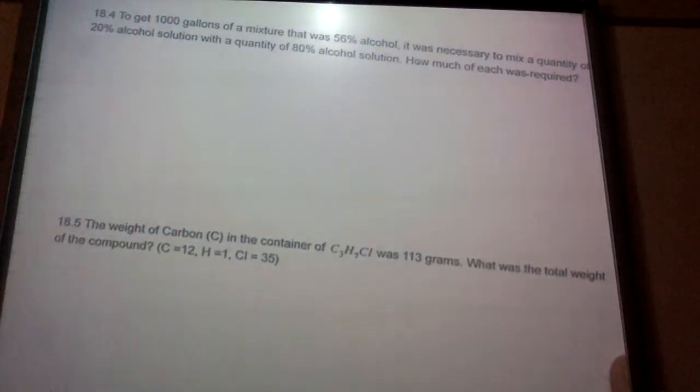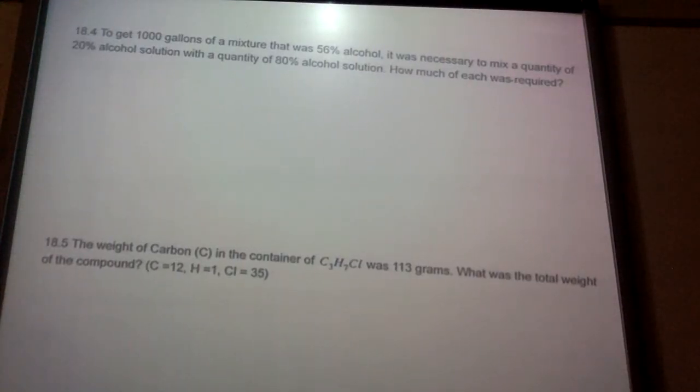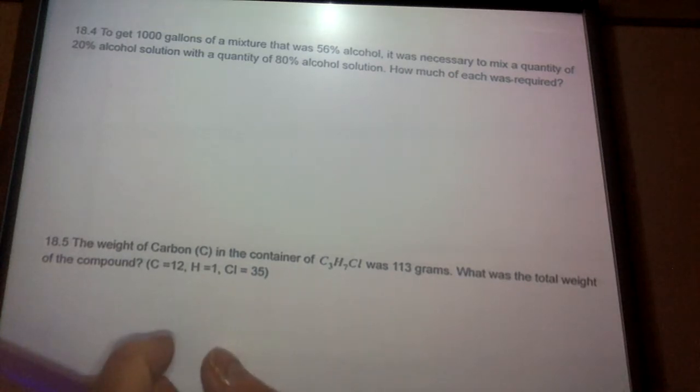Again, you can always pause my videos. All right, these are nobody's favorite. Everybody hates these. So here we go. These have to do with, you've taken chemistry, kind of similar problems here. So to get 1,000 gallons of mixture that was 56% alcohol, it was necessary to mix a quantity of 20% alcohol solution with a quantity of 80% alcohol solution. How much of each was required?